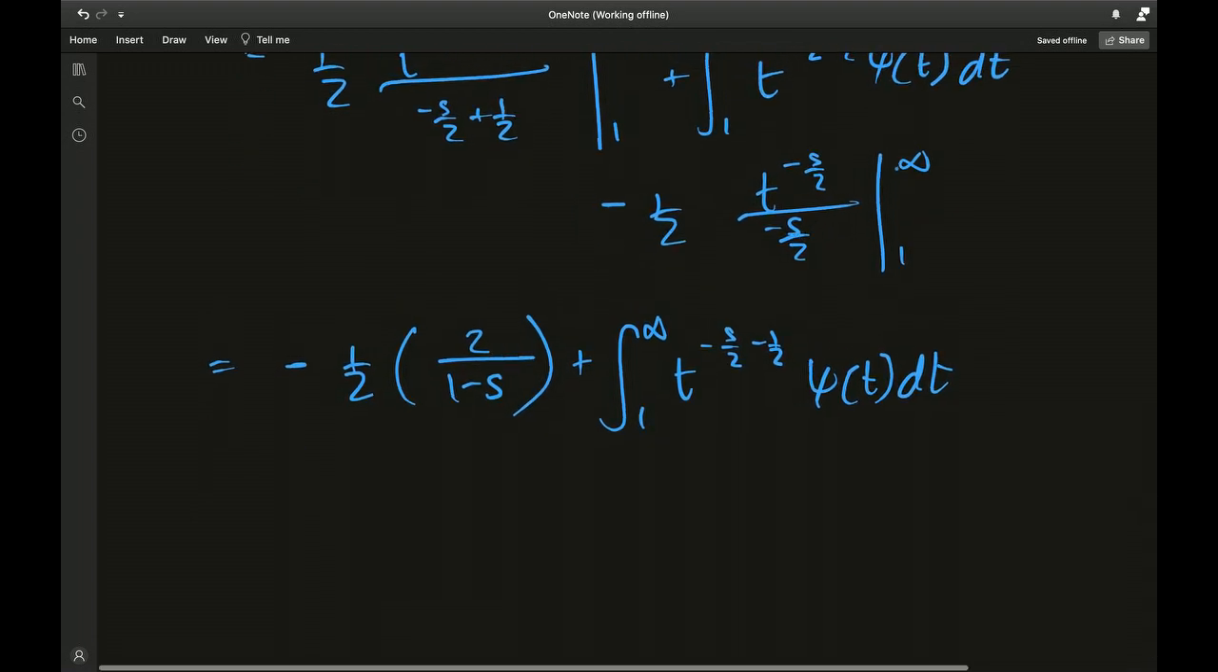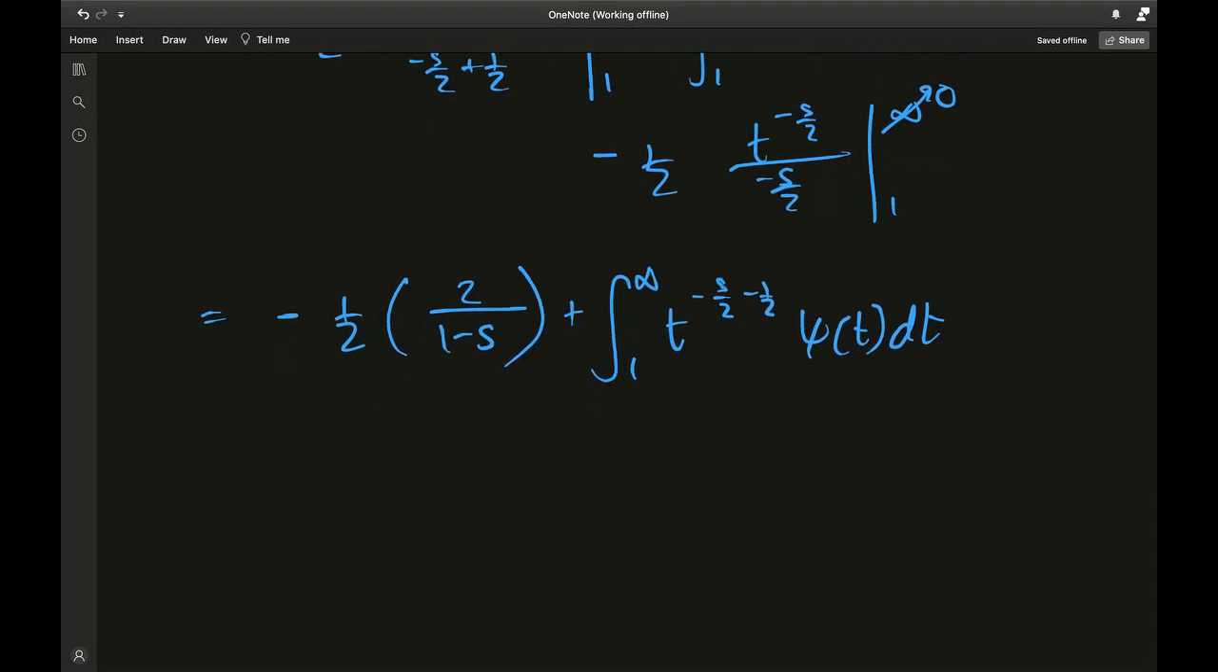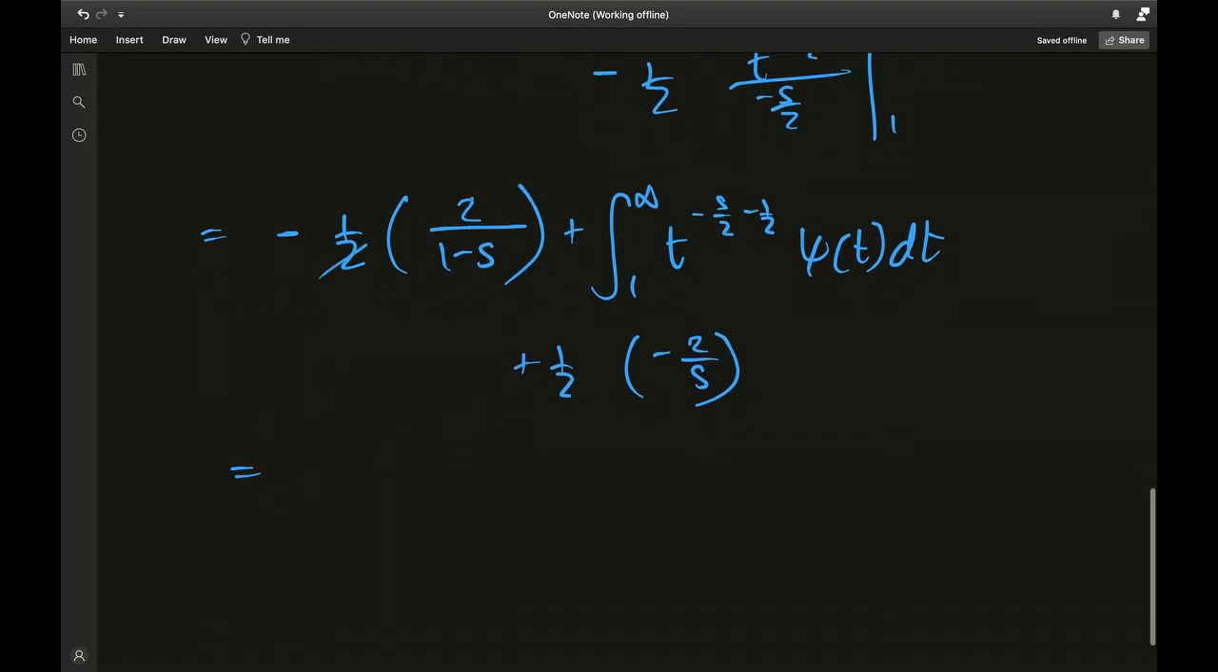And then a similar approach for this, at infinity we'll have a 0, and then eventually we'll have plus half and negative 2 over s, like that. So the 2's will cancel out. We have negative 1 over 1 minus s minus 1 over s plus this dangerous integral over here.